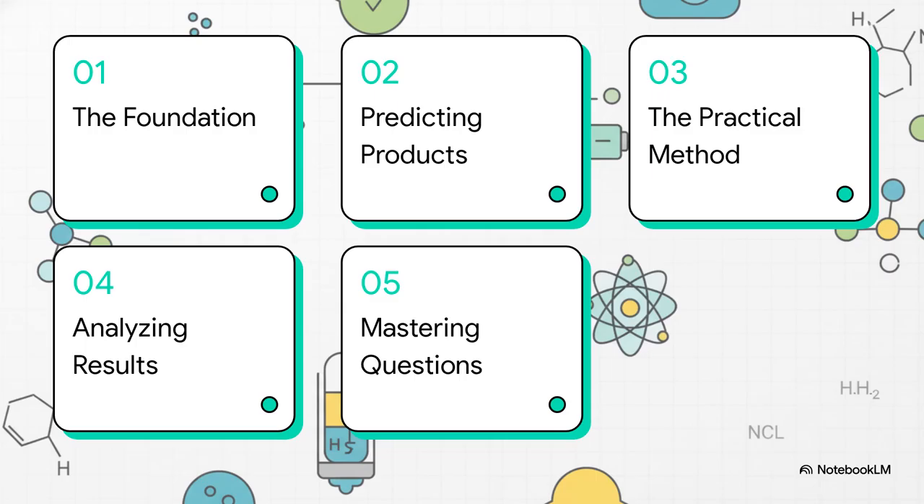So, here's our game plan. We're going to cover 5 key things. We'll start with the absolute basics, the foundation. Then we'll get into the rules for predicting what you'll actually make. After that, we'll walk through the practical method itself, figure out how to analyze your results, and then, the big one, how to absolutely ace those exam questions.